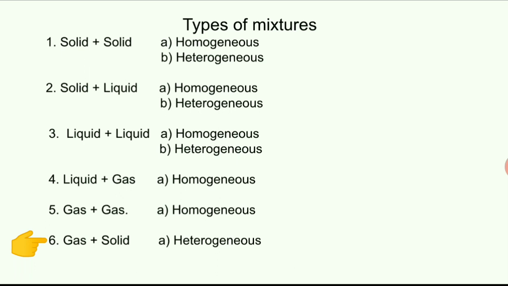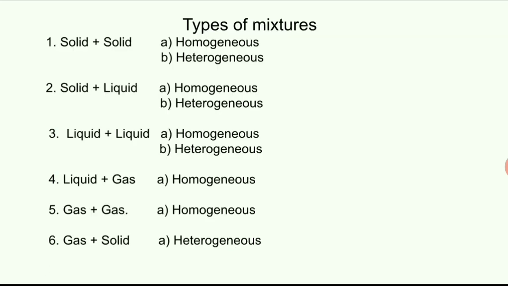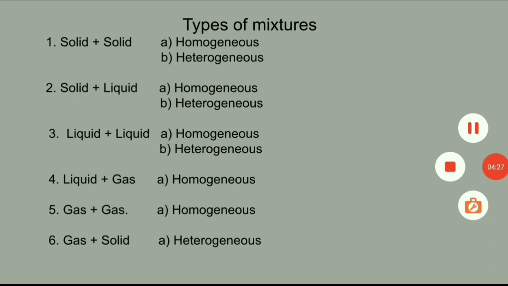Then the last type is a gas-solid mixture. Now, in this type of mixture, one component is gas and one component is solid, and they are always heterogeneous. Talking about the examples, the most common which we have seen in our daily life is the smoke in air. When the smoke is produced in air, we can very clearly see the particles of smoke in air. We can recognize it very clearly. So I hope you are very much clear with the types of mixtures based on their physical states of matter. And now let us have a look at the next picture.